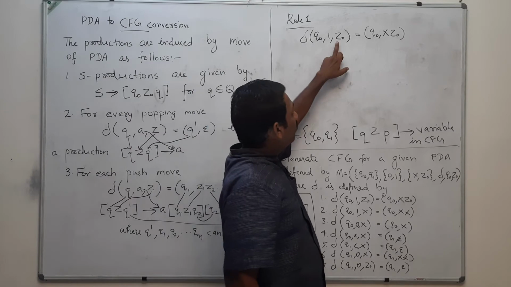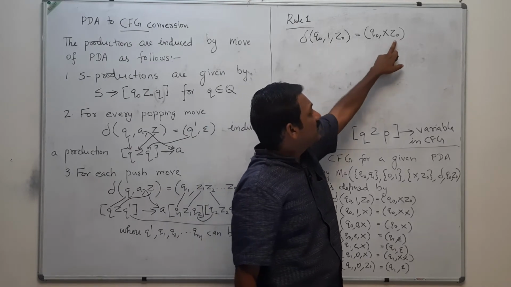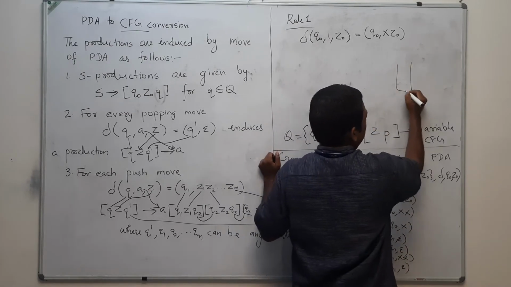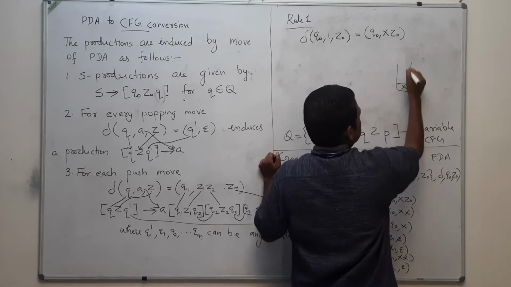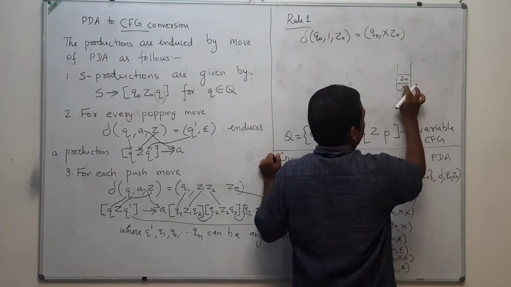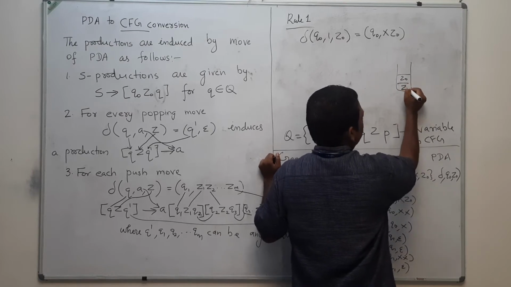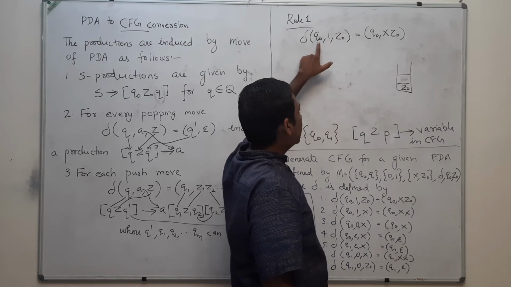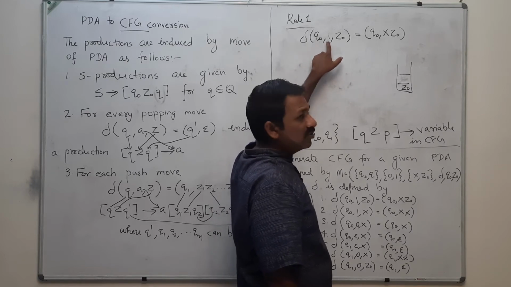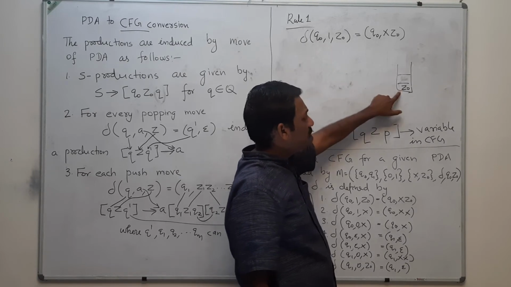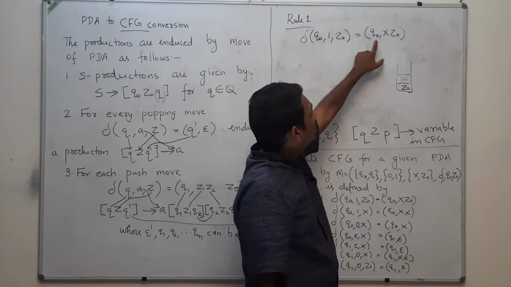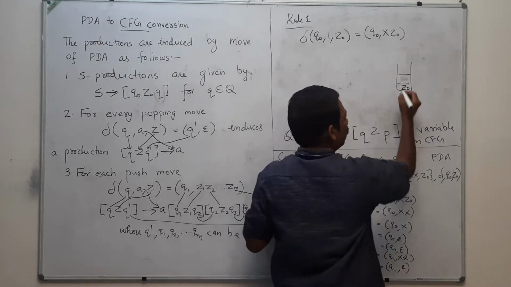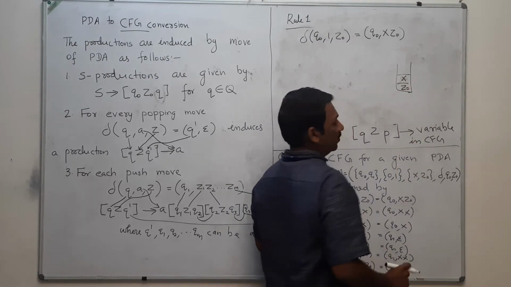See, here you are copying this Z0 and pushing x. x Z0 means you are just pushing x. That means initially the stack is having Z0, and after this it is having x Z0. That means the current state is Q0, the current input symbol is 1, and Z0 is on top of the stack. You are moving to the state Q0 after pushing this. That means you are going to push x. Now this is x Z0.